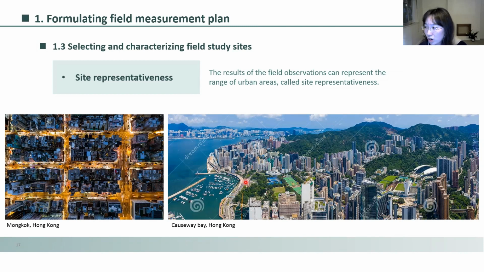In contrast, for a site in a hilly or coastal location, such as Causeway Bay in Hong Kong, only one or two measurement sites are unlikely to represent the zone's climate. Instead, a network of measurement sites is required to assess the spatial microclimate characteristics.